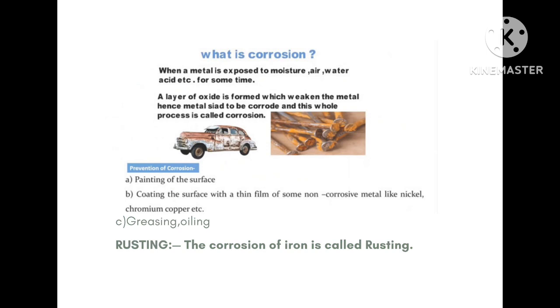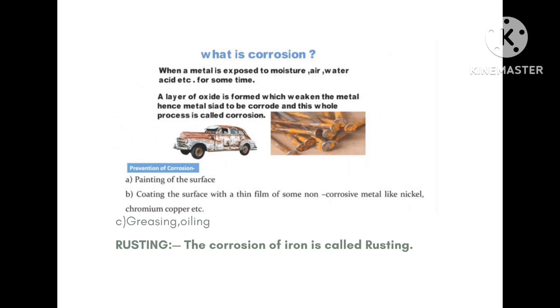Corrosion of iron is also a serious problem. Every year, an enormous amount of money is spent to replace the damaged iron. The corrosion of iron is called rusting. There are some ways by which we can avoid corrosion or rusting. First one is by painting the surface of metals. Other is by coating the surface with a thin film of some non-corrosive metal like nickel, chromium or copper. The last one is by greasing or oiling.